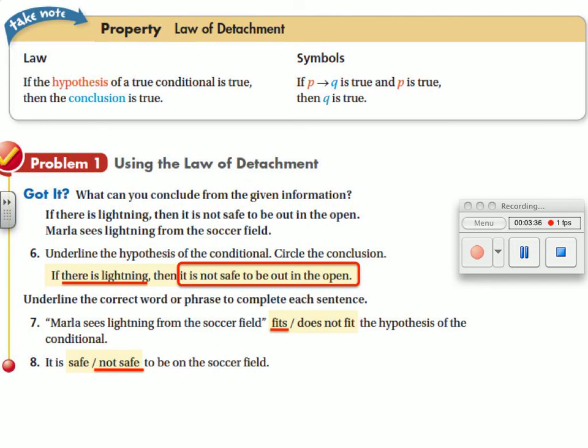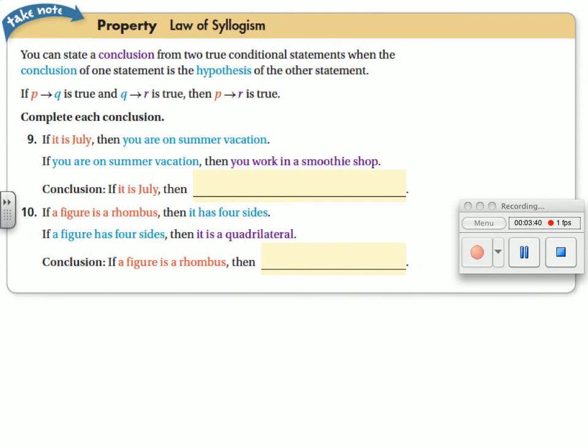Another law is the law of syllogism. You can state a conclusion from two true conditional statements when the conclusion of one statement is the hypothesis of the other statement. So this is sort of like the transitive property. If P implies Q is true and Q implies R is true, we can say that P implies R is true also.